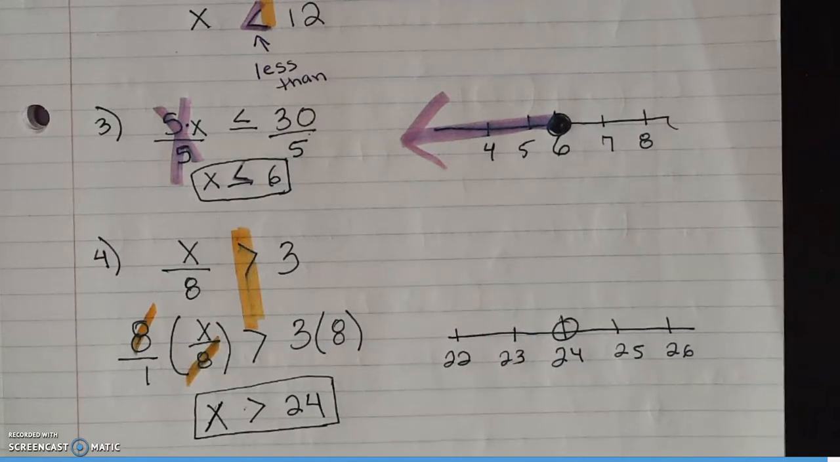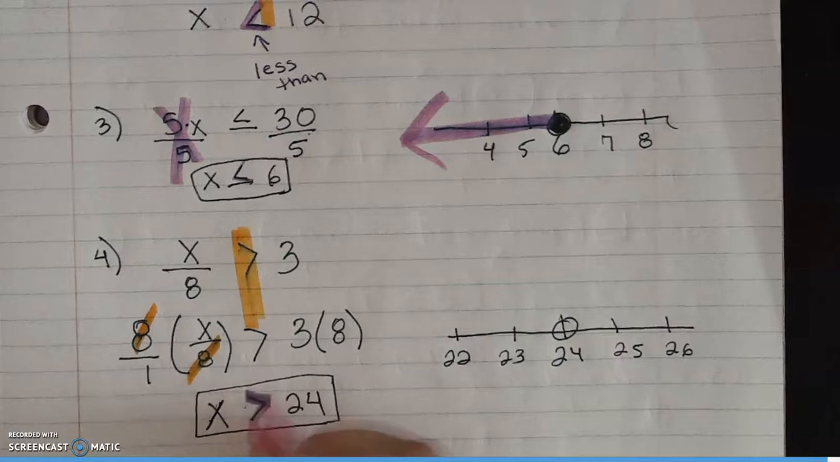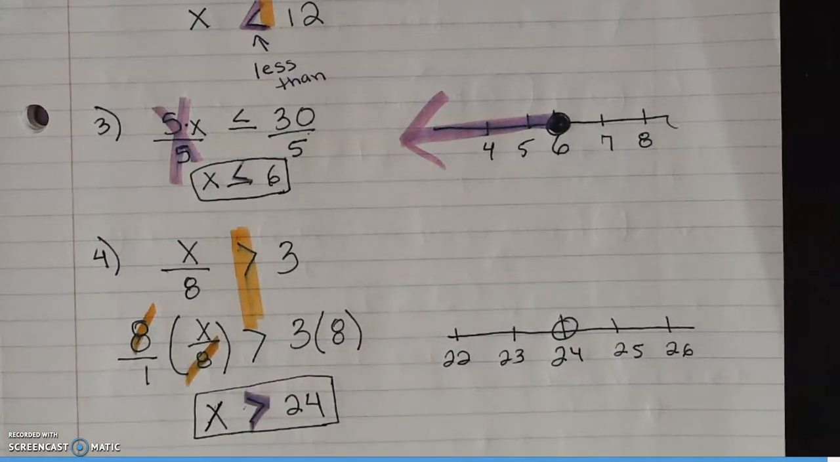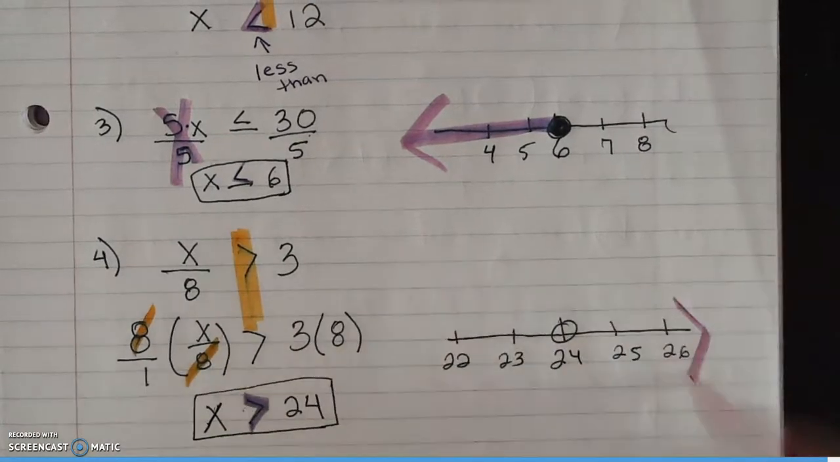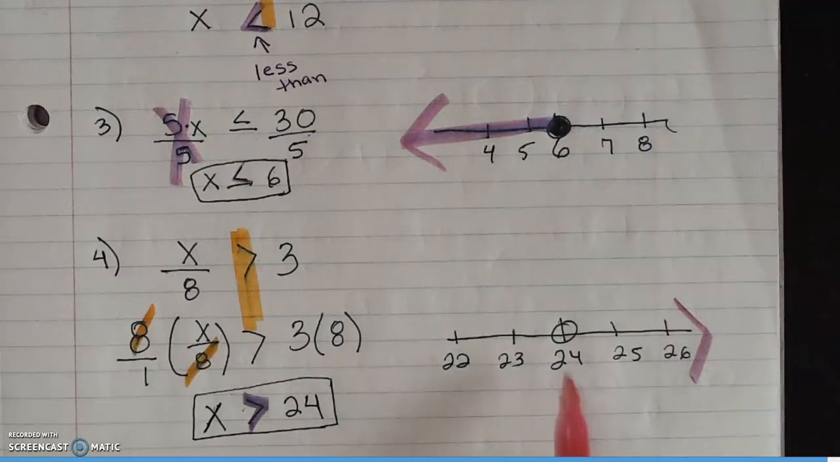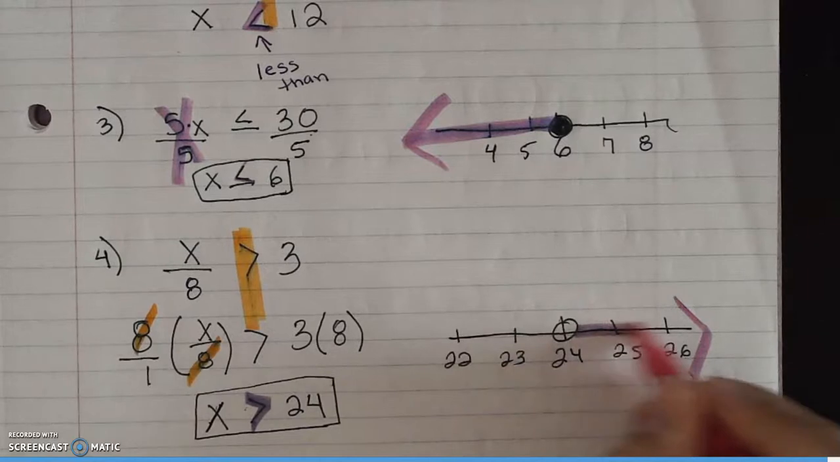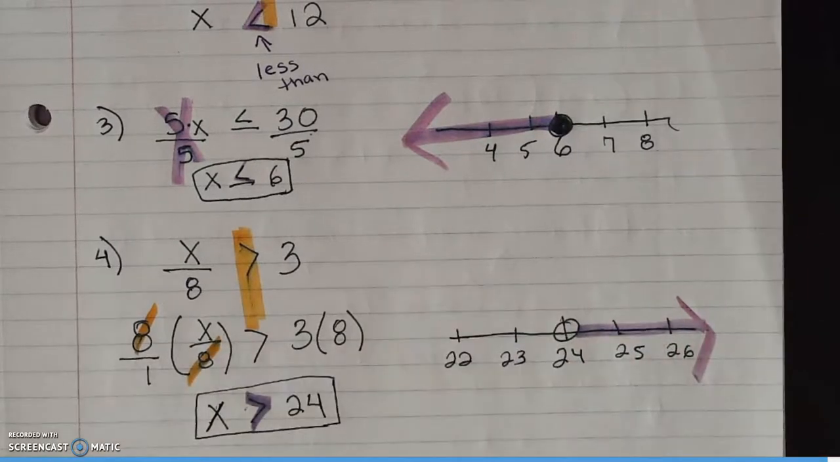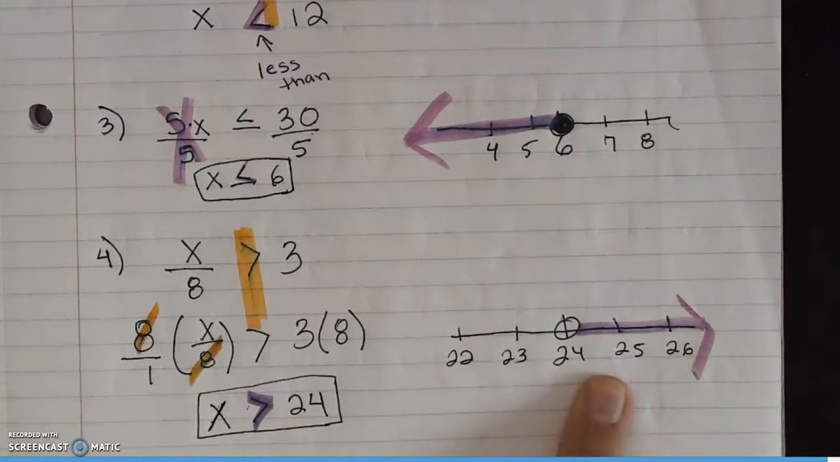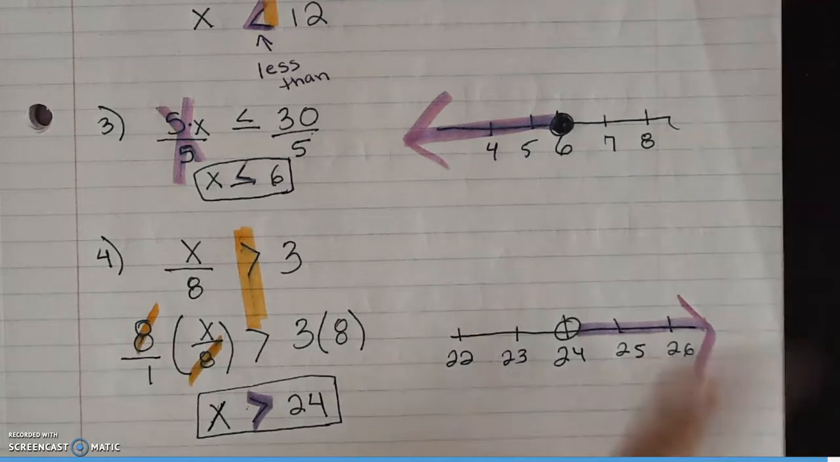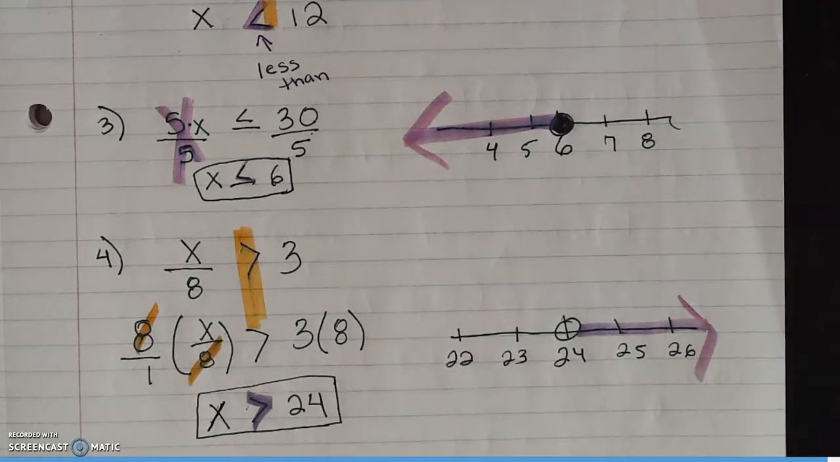What way is my arrow going? To the right. To the right. Now I need to just connect this from the outside of the circle all the way this way. That means my answer could be 25, 26, or to infinity and beyond.